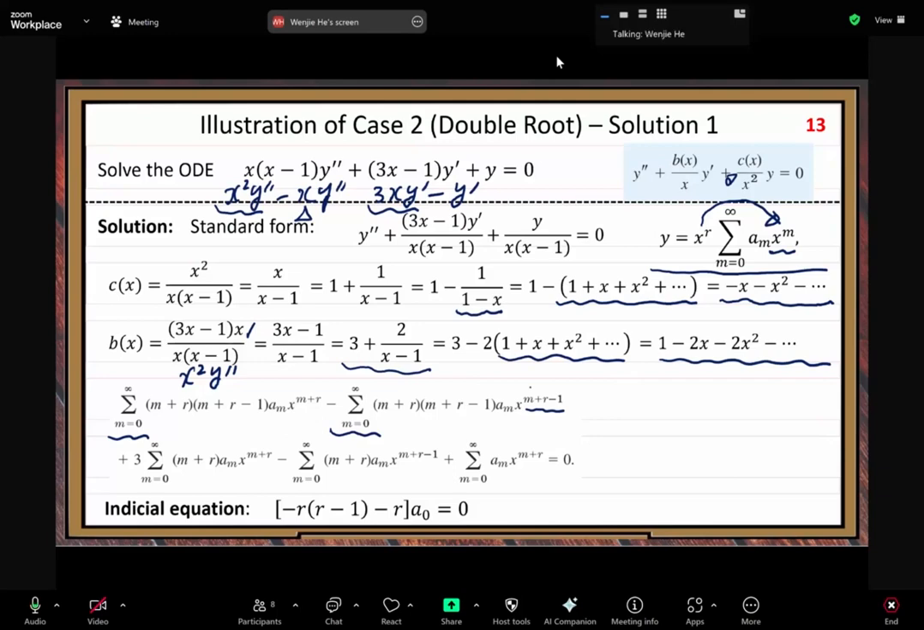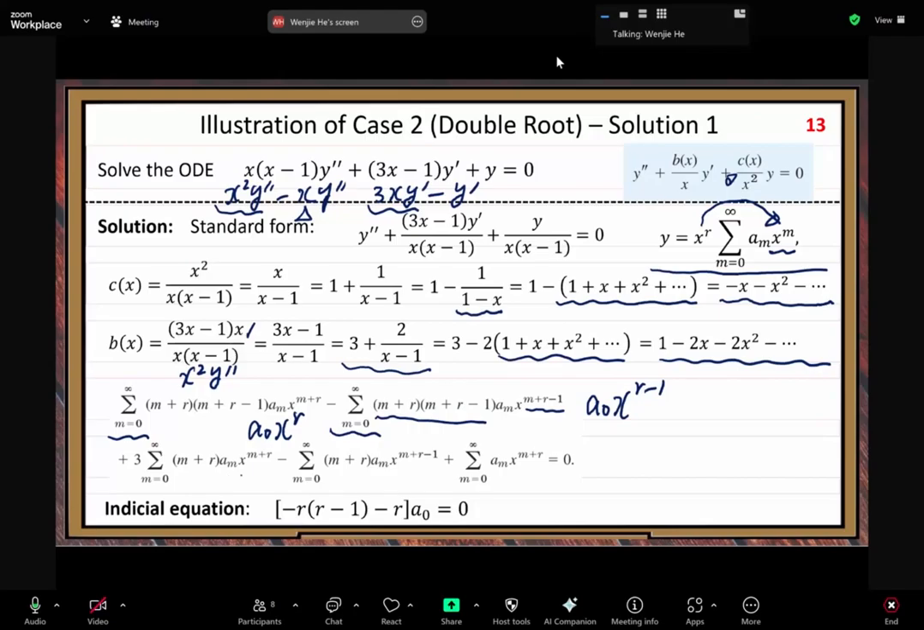What is the lowest degree term? For the first summation, the lowest degree term is m equal to 0: a0 x to the r, right? For the second summation, where m equals 0, a0 x to the r minus 1, right? The leading part we will add later, okay?